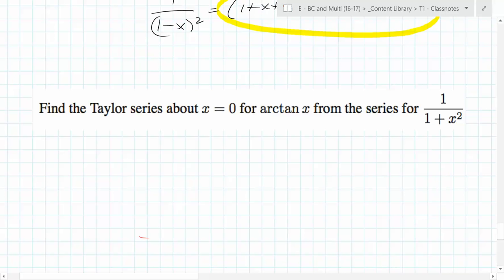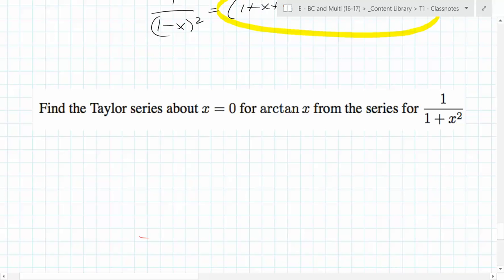So if you integrate this side, what do you have to do? If this is the derivative and that's the derivative, to get it back to that, you would take the antiderivative. So we take 1 over 1 minus negative x squared. Write that out again, and then we'll take the antiderivative of that.